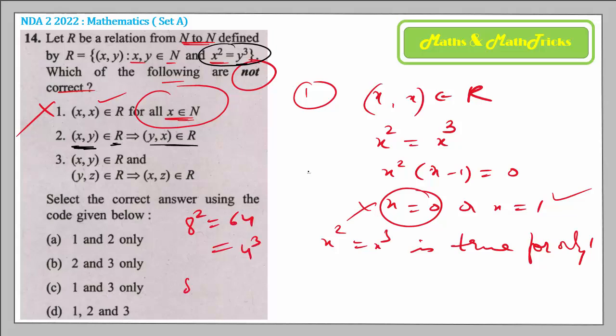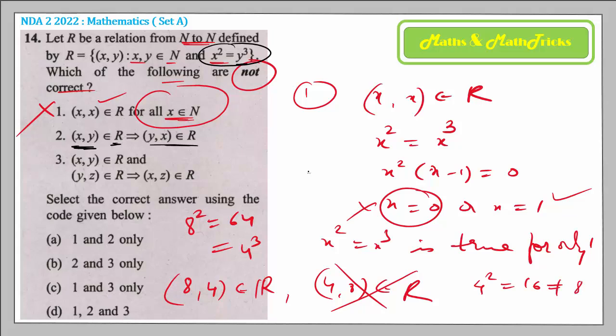So basically you establish that (8, 4) belongs to R. Now you have to check whether (4, 8) belongs to R. No, it will not, because 4 square will be 16, which is not equal to 8 cube. That's why definitely the second one will not be true. So wrong. What about the third one, do you think? (x, y) belongs to R, (y, z) belongs to R. Will it imply that (x, z) belongs to R? No. You can simply verify this, because when you say (x, y) belongs to R, x square will be y cube. And (y, z) belongs to R means y square is equal to z cube.